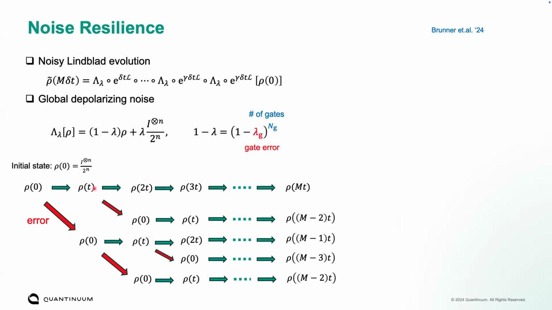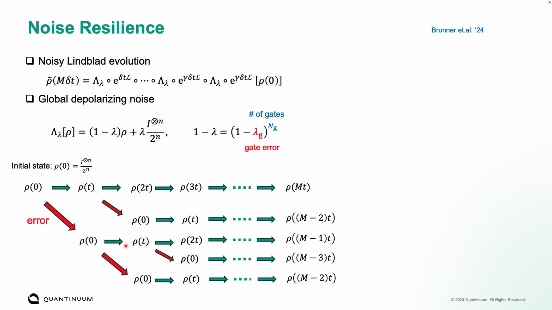However, of course, with certain probability, in this case lambda, you will see some error. So for simplicity, let's assume that rho 0 is just a maximally mixed state. We start with a maximally mixed state. And then if there's an error with the probability lambda, you will get the maximally mixed state. But then afterwards, if you follow this Lindblad evolution, eventually you will get the fixed point.